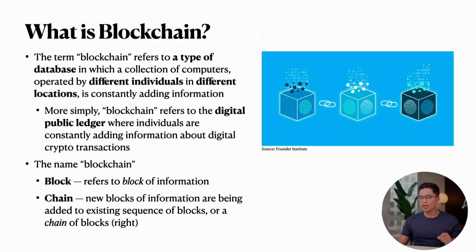So what is blockchain? The term blockchain refers to a type of database in which a collection of computers operated by different individuals in different locations is constantly adding information. To put that in other words, blockchain basically refers to the digital public ledger where individuals are constantly adding information about digital crypto transactions. For example, Bitcoin: if I make a purchase or transfer from my wallet, everyone out there can actually see that transaction. They can see how much Bitcoin is in my wallet.